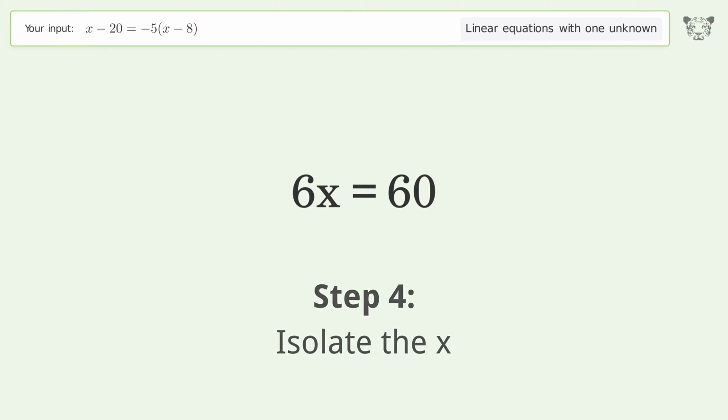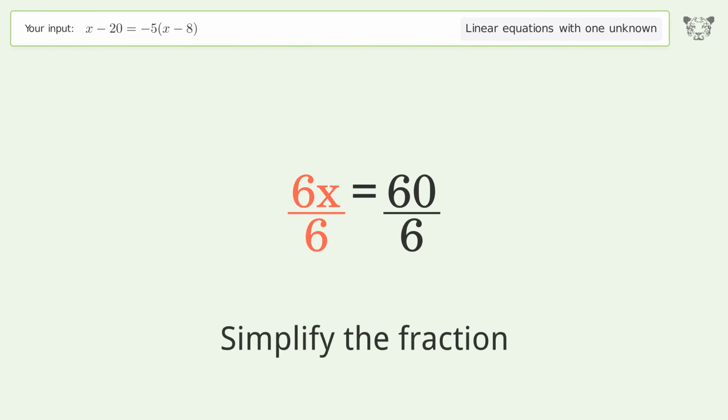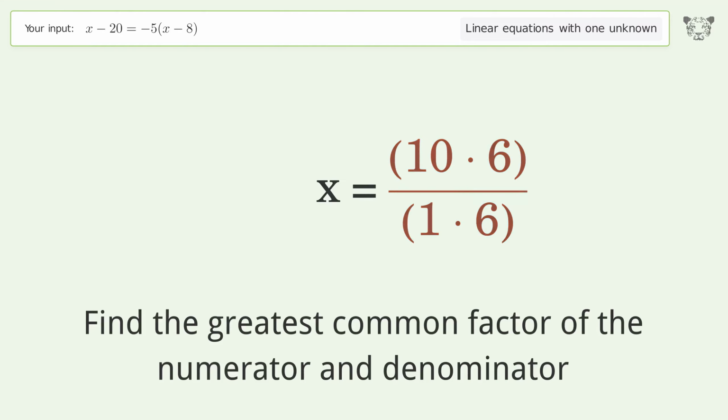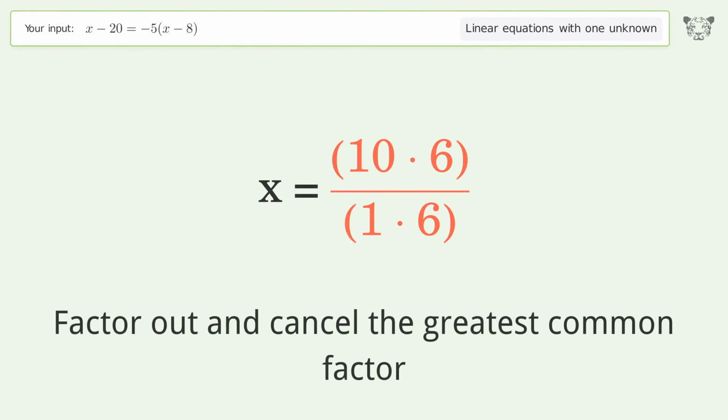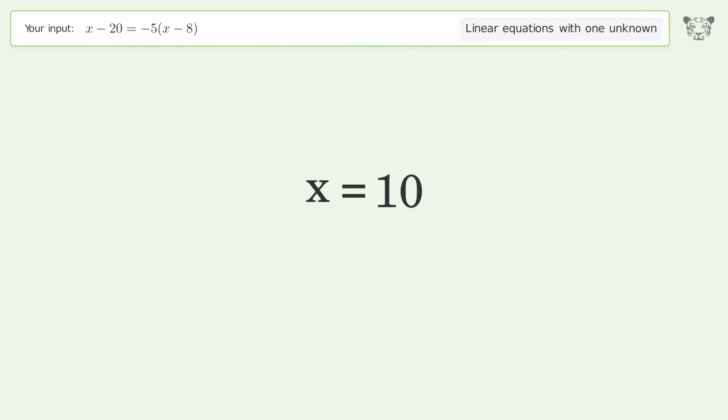Isolate the x. Divide both sides by 6. Simplify the fraction. Find the greatest common factor of the numerator and denominator. Factor out and cancel the greatest common factor. And so the final result is x equals 10.